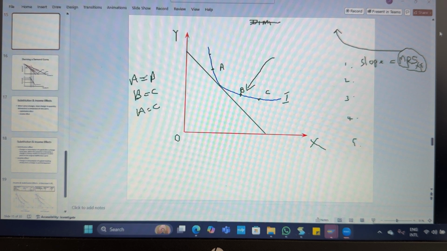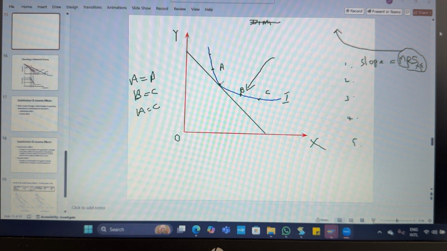All the points are on the same indifference curve. That's why we call it an indifference curve. So, in terms of utility or the satisfaction that you are gaining, any point is the same. Therefore, the consumer is indifferent between any two pairs of goods. Okay?